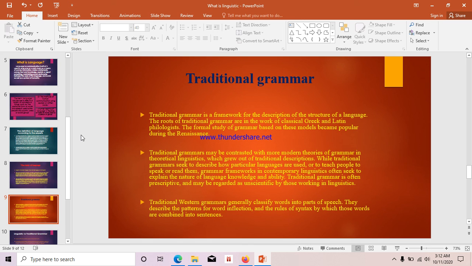While traditional grammars seek to describe how particular languages are used, or to teach people to speak or read them, grammar frameworks in contemporary linguistics often seek to explain the nature of language knowledge and ability. Traditional grammar is often prescriptive and may be regarded as unscientific by those working in linguistics. Traditional Western grammar generally classify words into parts of speech. They describe the patterns for word inflection and the rules of syntax by which those words are combined into sentences.